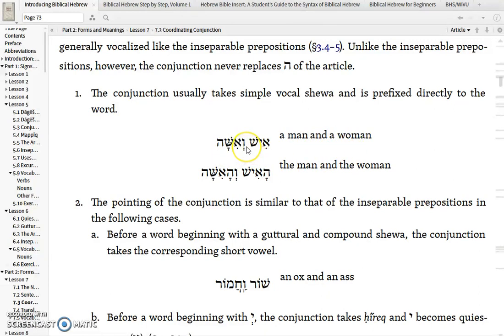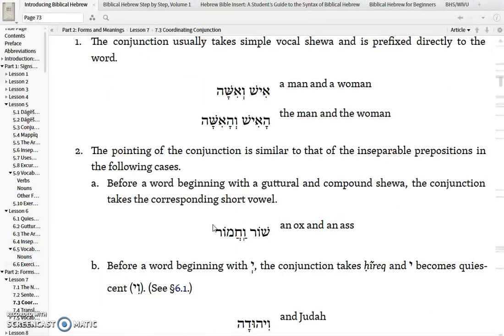And so the word and is the v with the shavah under it, and that's that. Or you could have the man and the woman, which does exactly the same thing. Unlike the inseparable preposition, it does not displace the article hey, but will simply be in front of it.